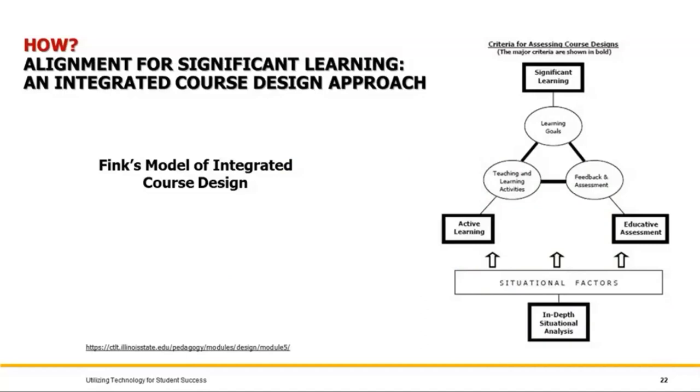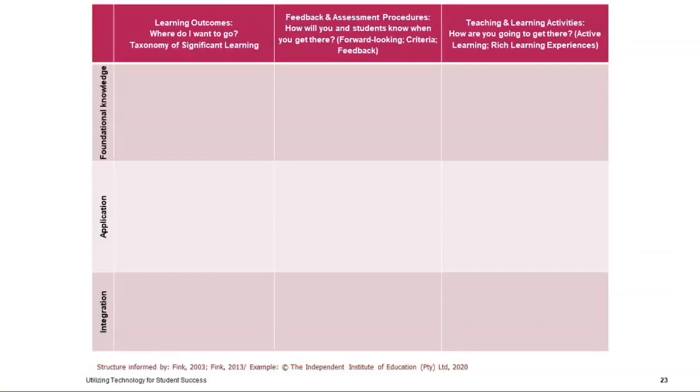It's a much bigger model, but we are simply going to focus on this for the next part. I'm going to get to the second part of my session this morning, and we're going to have a look at two examples of how to apply integrated course design principles. So there's our significant learning and our three key aspects: learning outcomes, teaching and learning, and feedback and assessment. Right. So this brings us to our example.